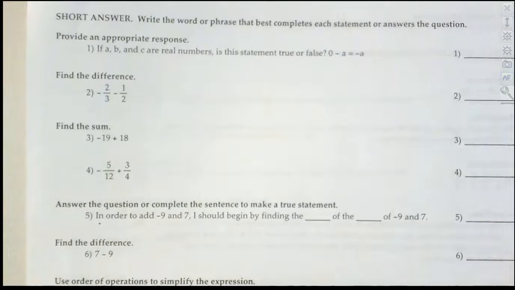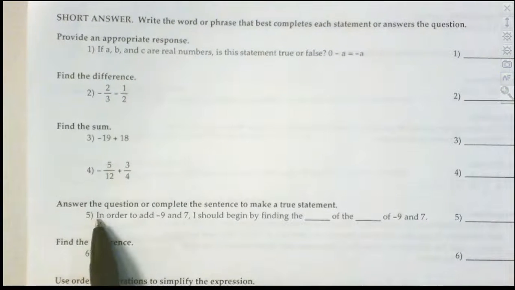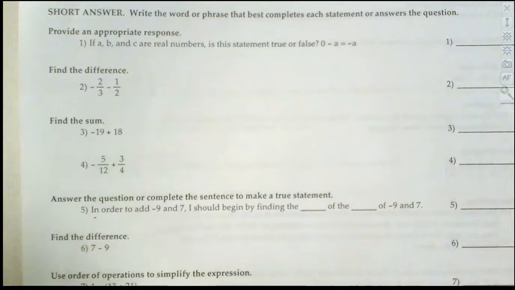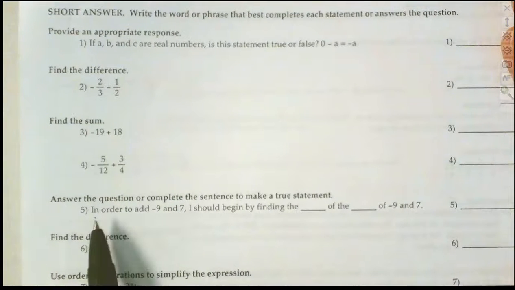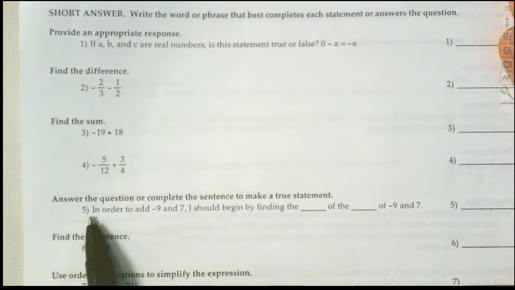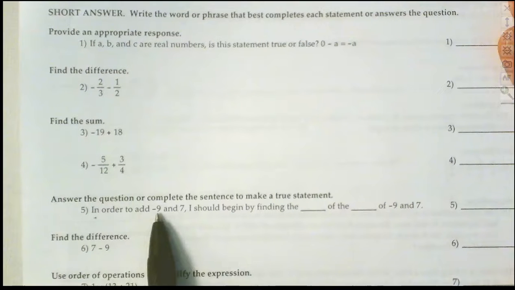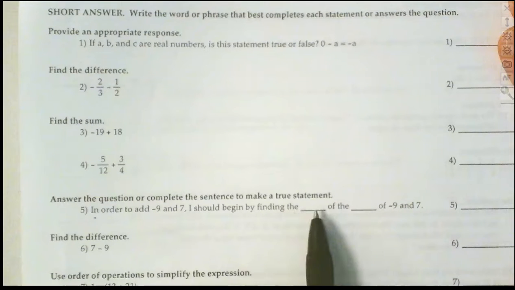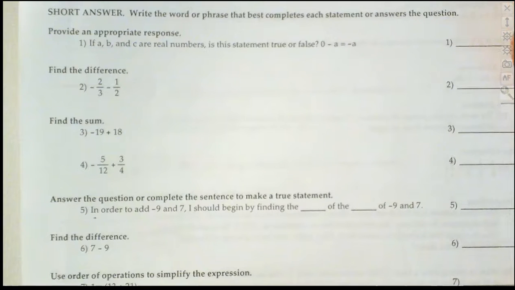Question 5 and 10, and I think there's a few others. Let's just work out 5. And this is on 1-4. We're going to work out question 5, just so you know how to do it, so you can work through question 10. So question 5. In order to add -9, +7, you should first begin by finding the blank of the blank.